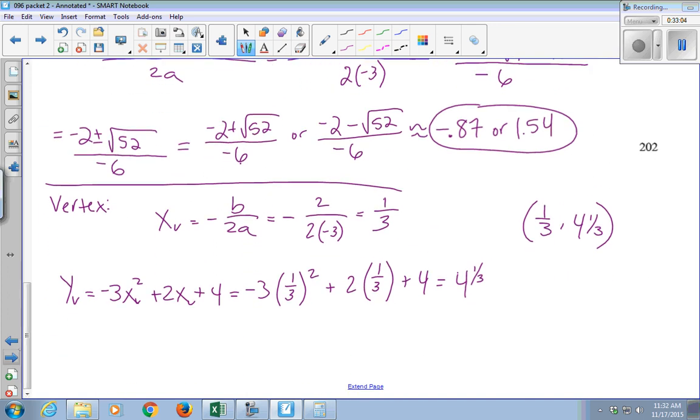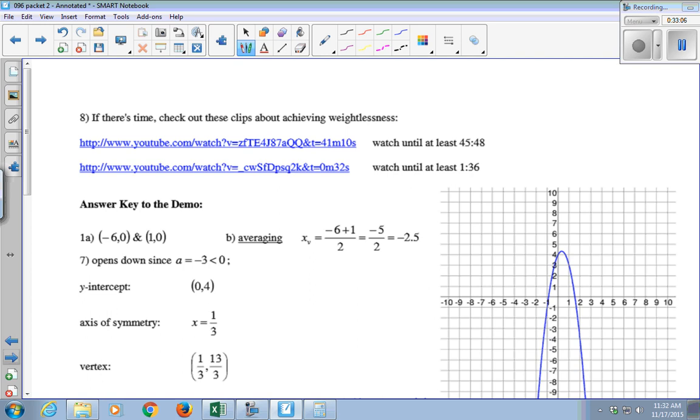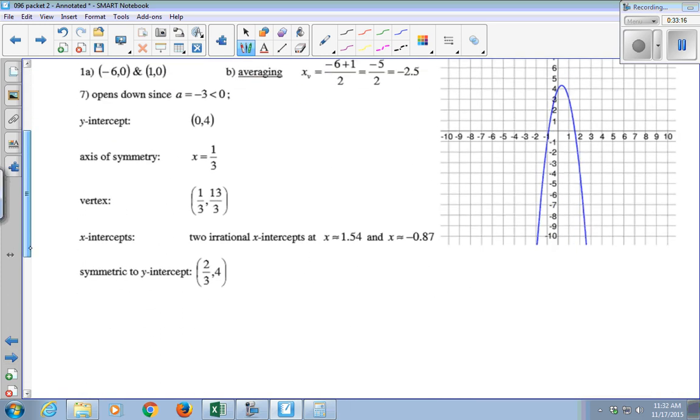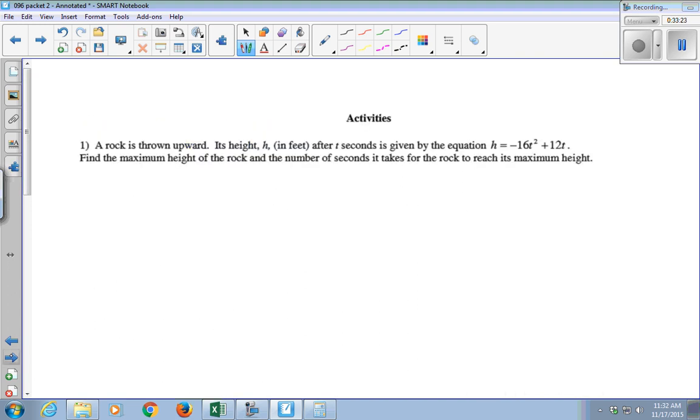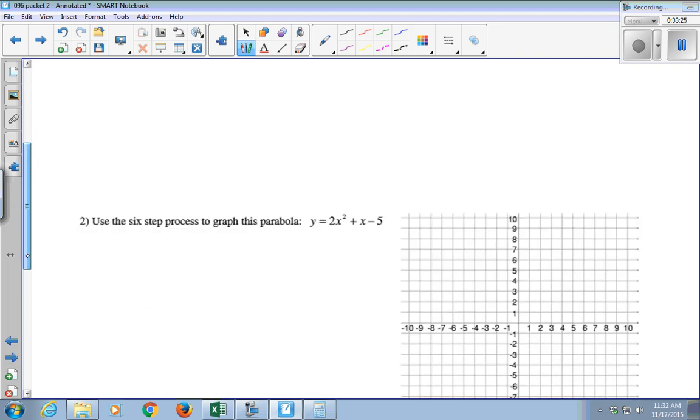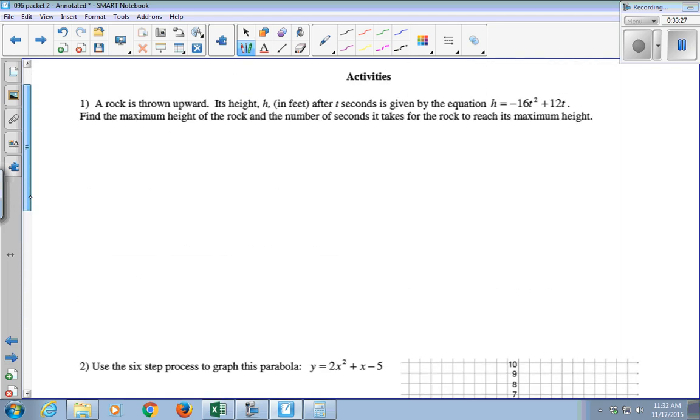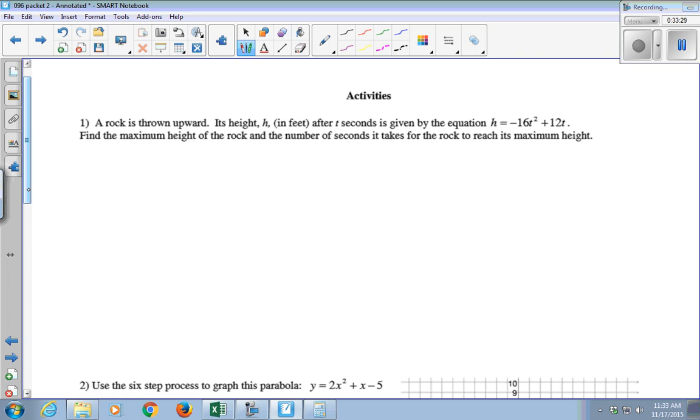All right. So that's our new method for graphing parabolas. It's almost the same as before, just a slightly new way of finding the vertex. Okay, so wherever you were working before, you can pick up there. You can just go back to where you were. If you were finished, you can start the activities on page 204. Okay. And we'll pick up with these activities the day after our quest.